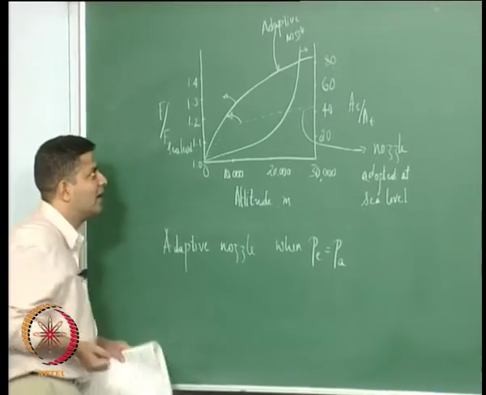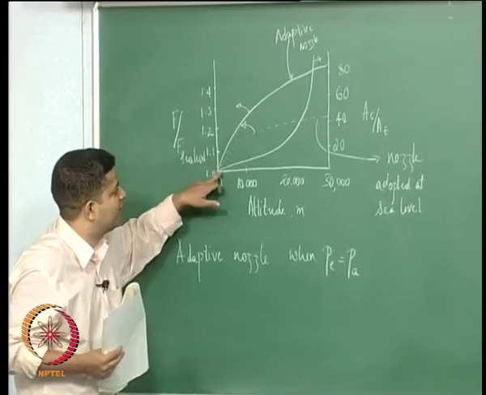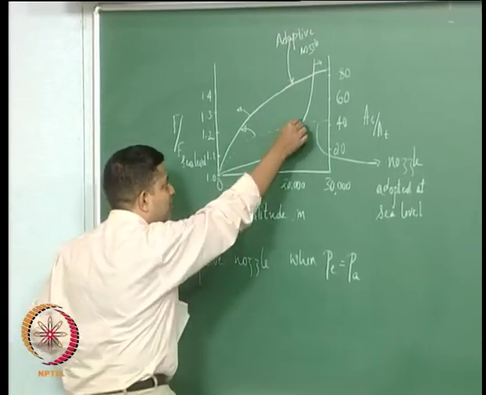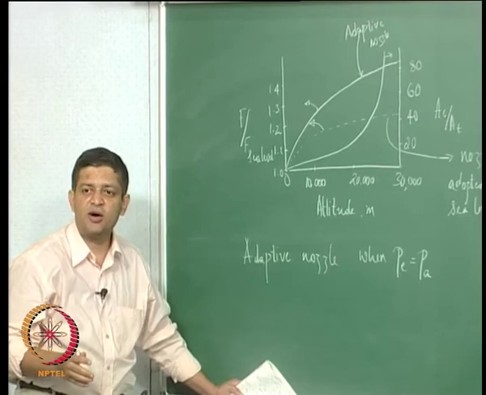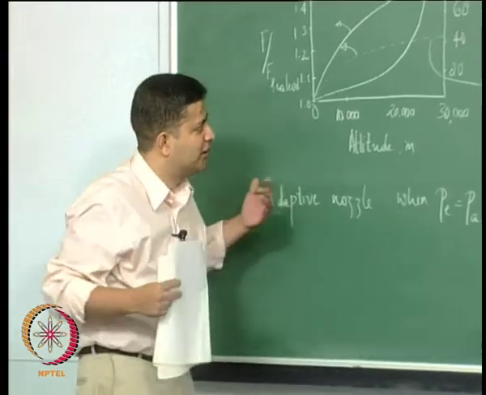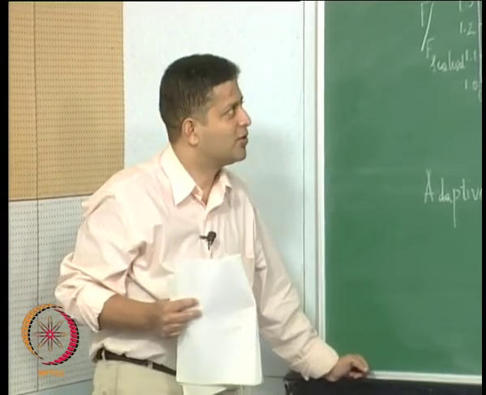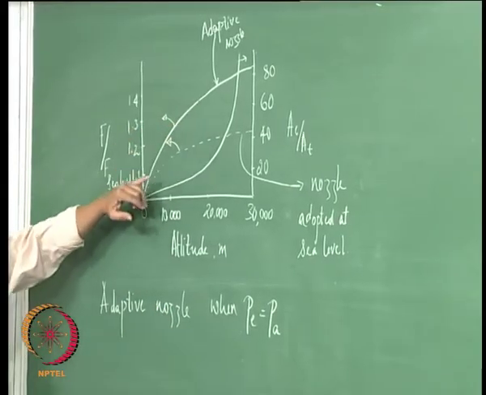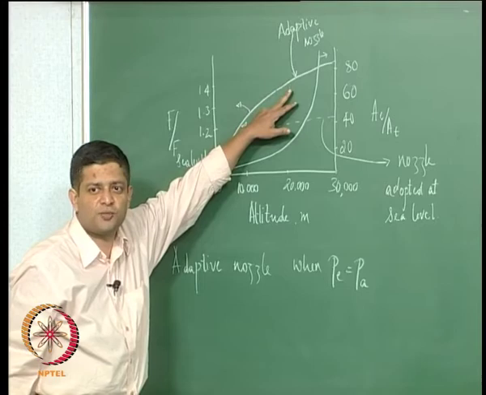And if you look at how we account for it in terms of area ratio for an adaptive nozzle, this will go like this. Notice that beyond some altitude the increase is very, very steep. Obviously we cannot have a nozzle that is also increasing its area ratio as the vehicle moves up. That would be very, very difficult. So let us look at whether there are other ways of getting to this, or of improving this in some sense so that we get as close to the adaptive nozzle as possible.